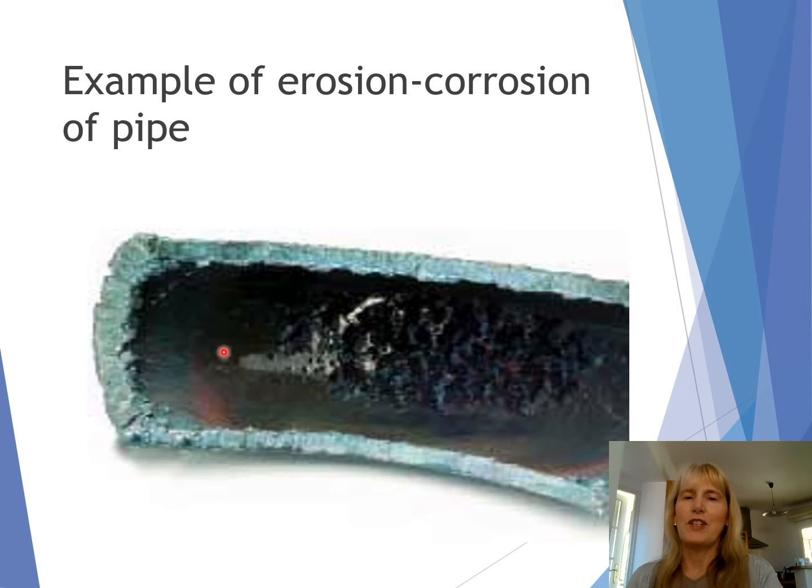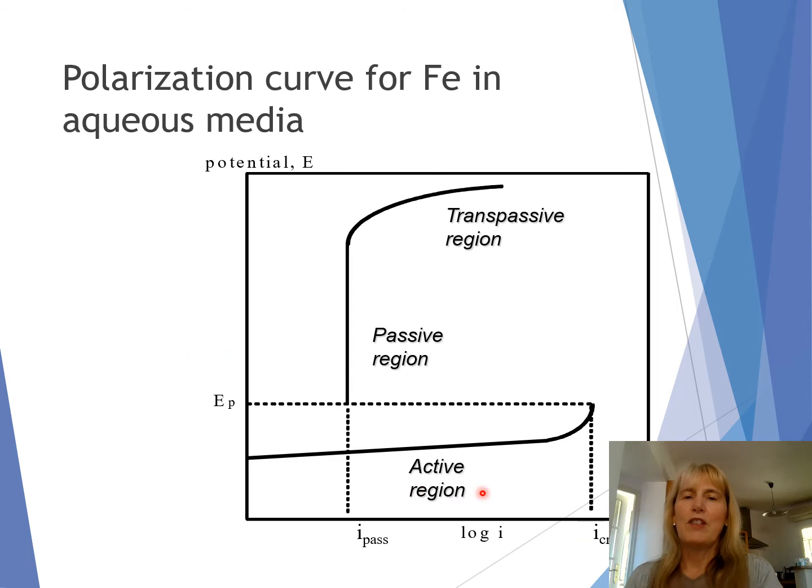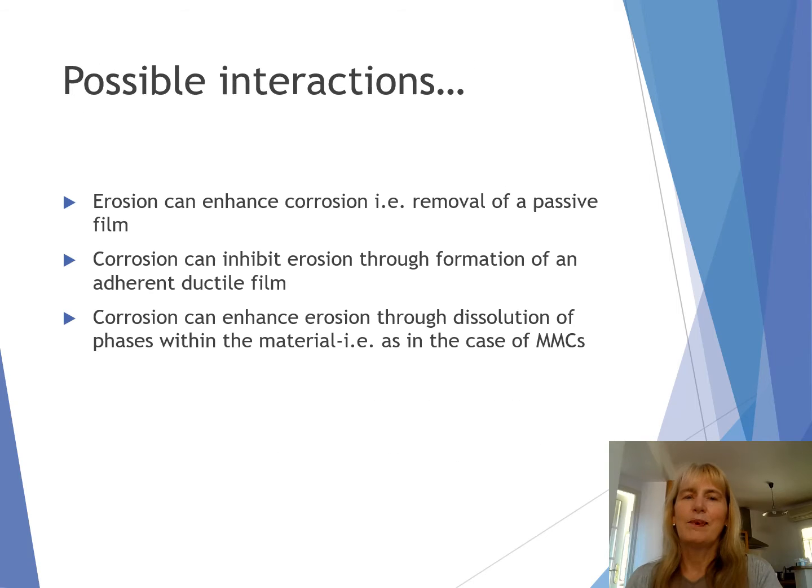This is an example of erosion corrosion of a pipe, showing degradation at the bend, generally because the particles tend to pile up in that location, and these high particle concentrations cause high wastage. This is a polarization curve showing the active to passive region, and then going on to transpassivation as a function of ramping up the electrochemical potential.